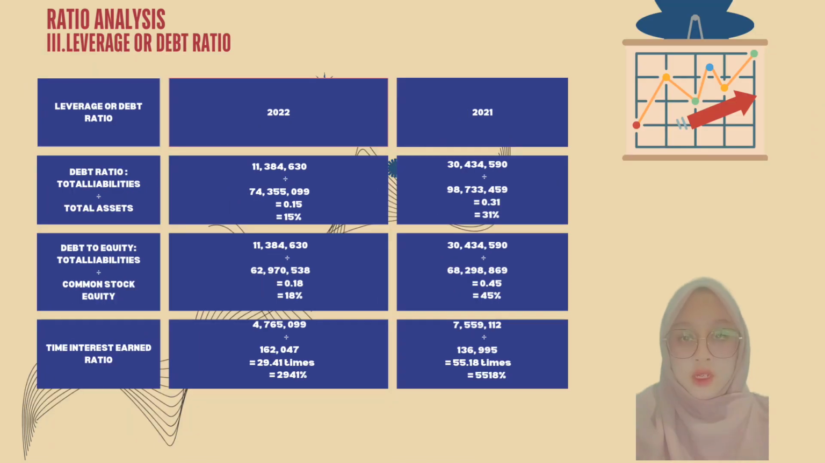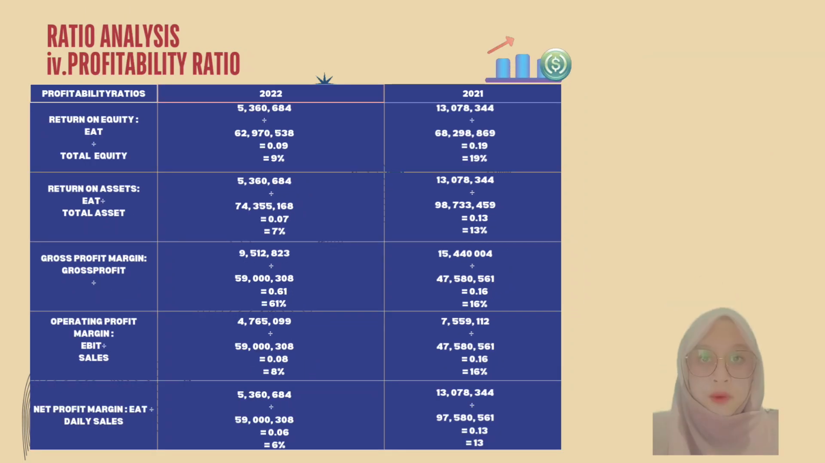Debt ratio decreased from 31% in 2021 to 50% in 2022. Next, debt to equity also decreased from 45% to 18% in 2022. Next, the interest earned ratio has also decreased from 2021 to 2022. Profitability ratios. Return on equity decreased from 90% in 2021 to 9% in 2022.